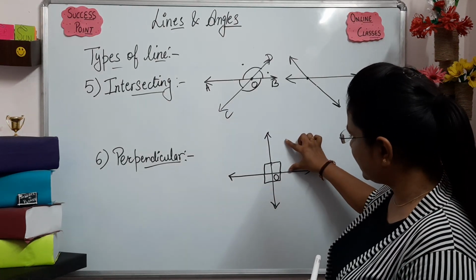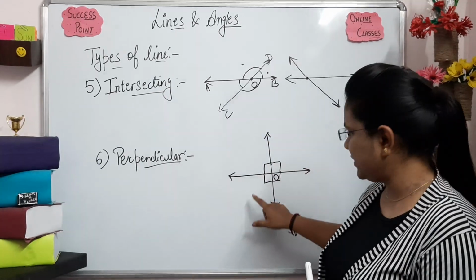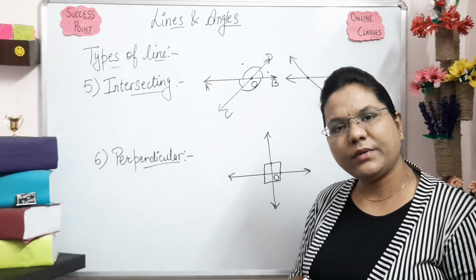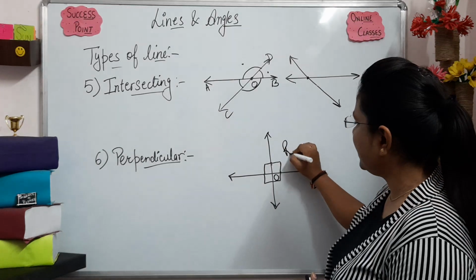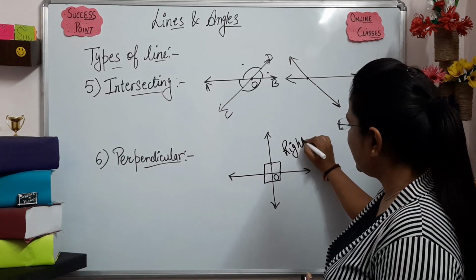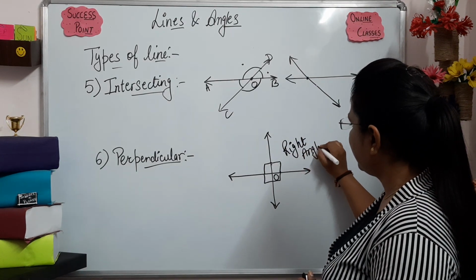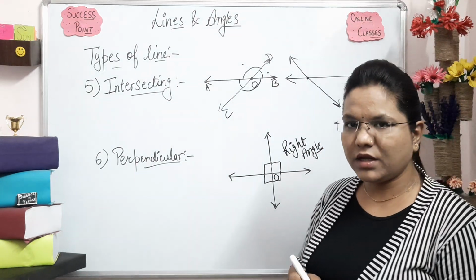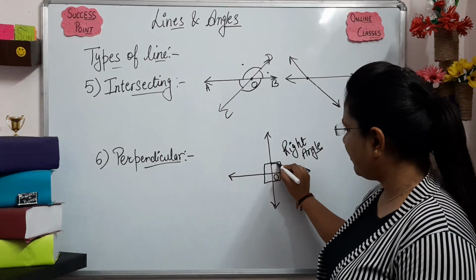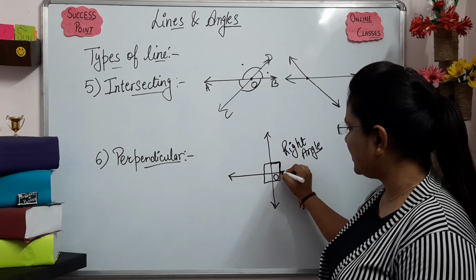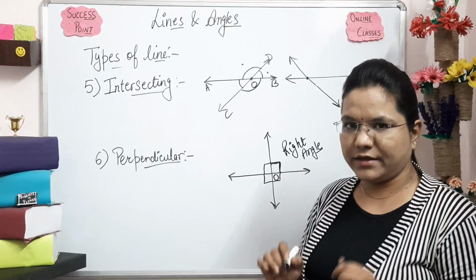If you check the same position on this side and this side, all sides the position will be the same. So we call this equal angle a right angle. Okay, this is the symbol of a right angle. Whenever you see this symbol, it represents a right angle.